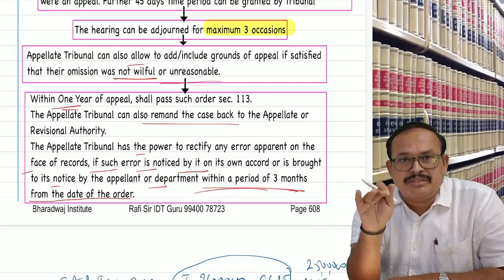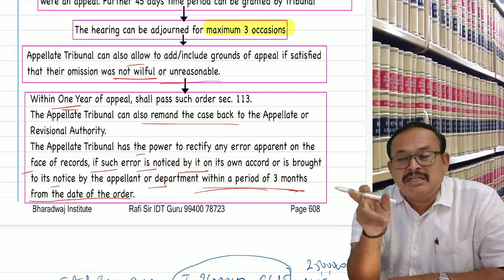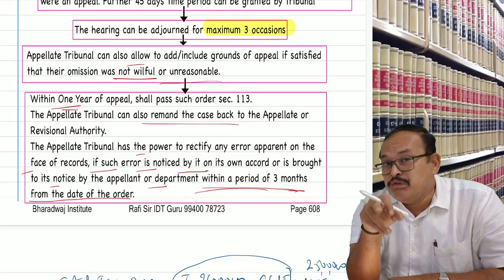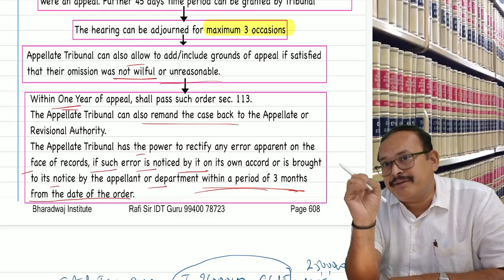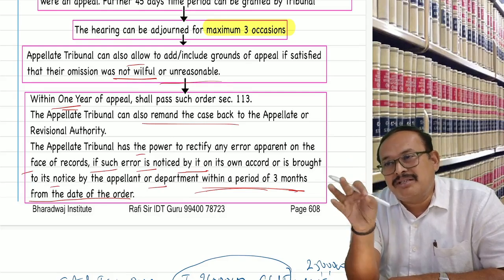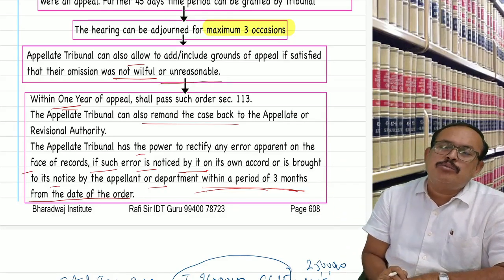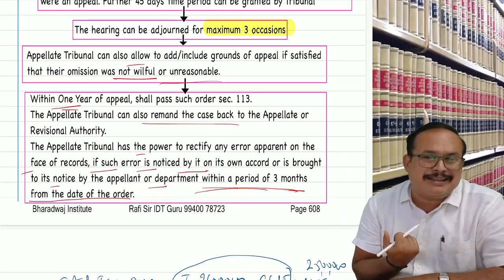If it is omission or commission errors, in the name of rectification of mistake, the tribunal should not enhance the liability. Omissions or corrections are allowed. What do you mean by omissions or corrections? Typographical error.